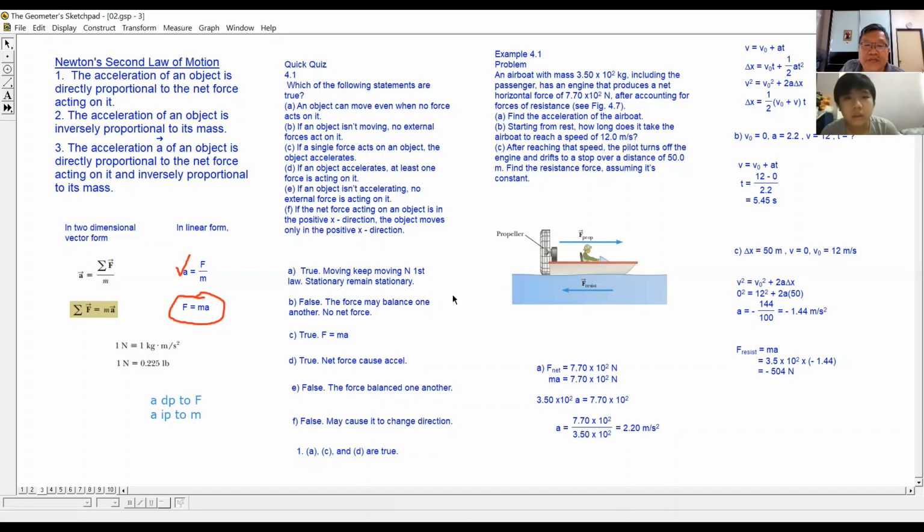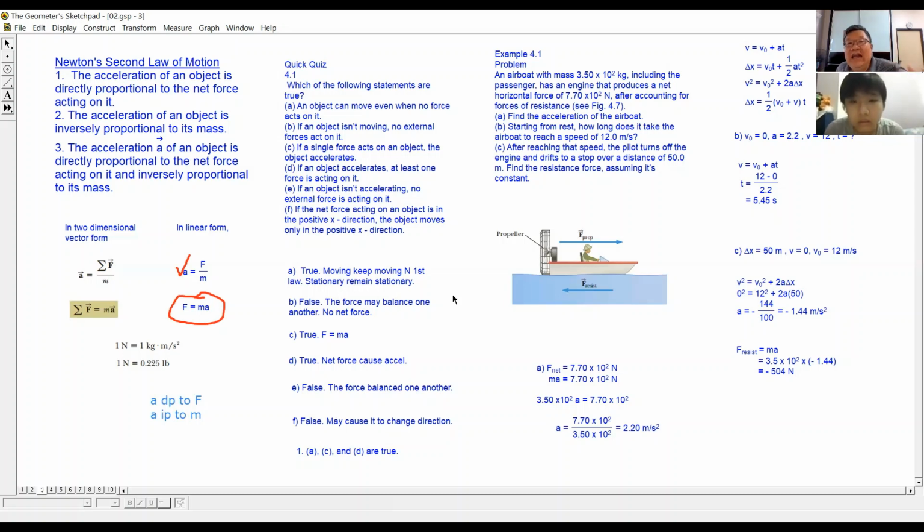This is true. Now, why is it true? If the object is already in the state of motion, it will continue to move. You don't need any force to make it move. It will continue to move.